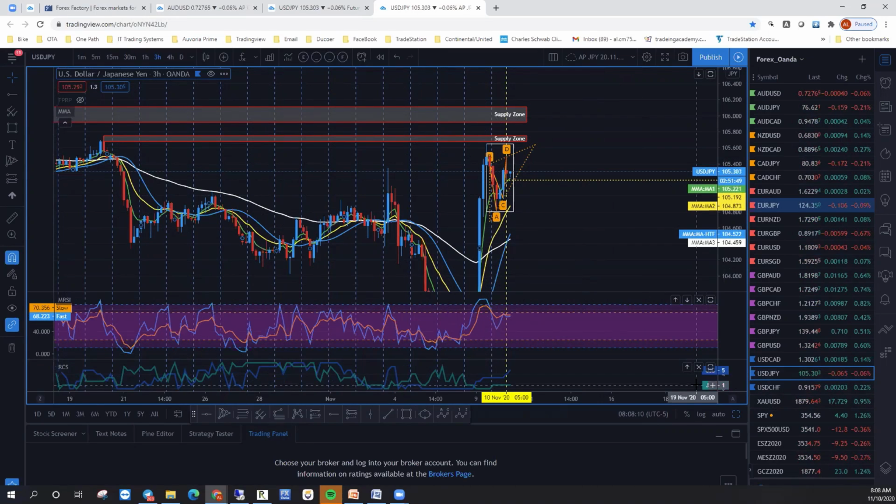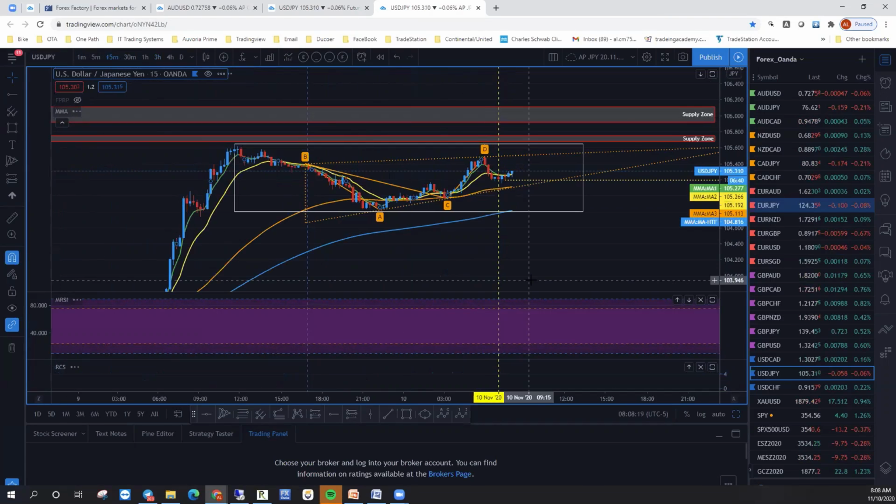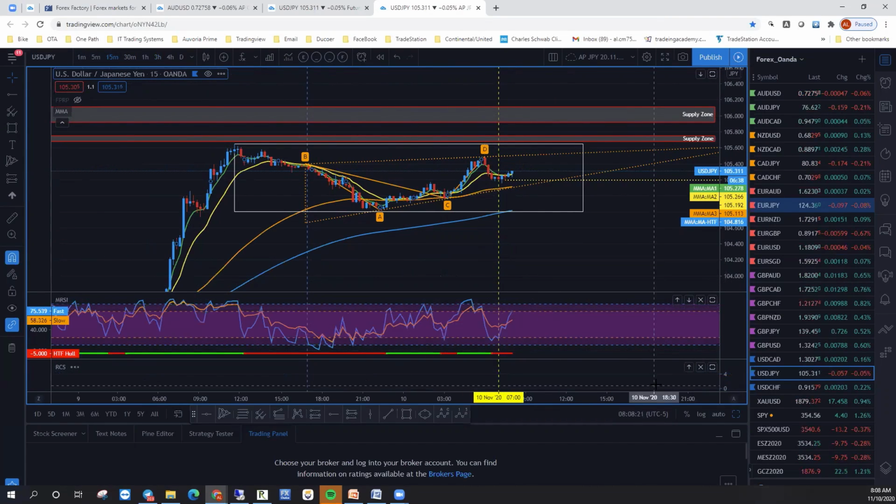On this 3-hour chart, there's actually more pressure to the upside. US dollar is the first currency of the pair. There is more pressure on the higher time frames to the upside. If we go back to our 15-minute chart, we'll see what our RCS tool tells us here.